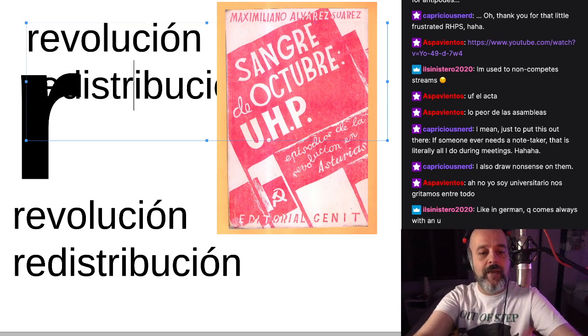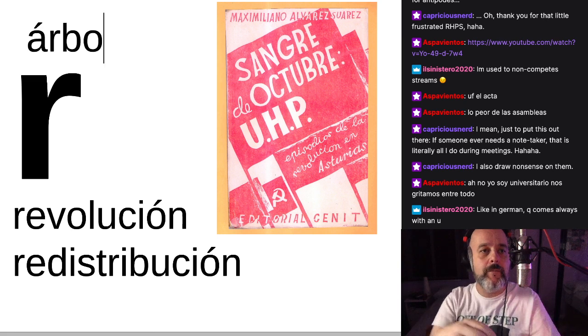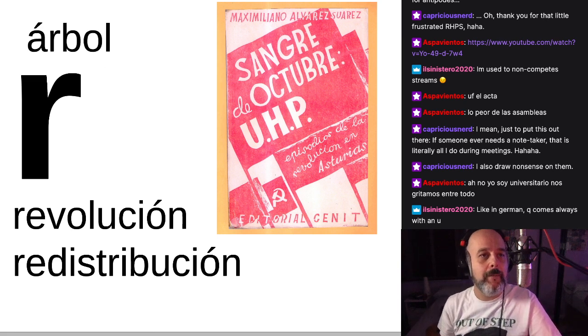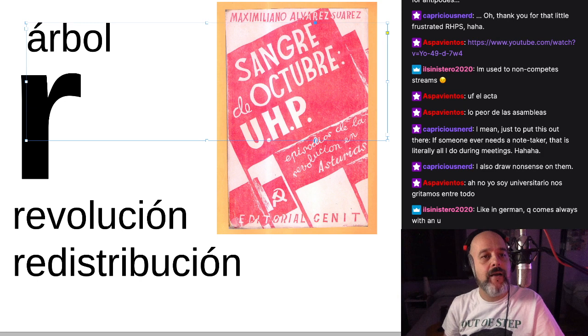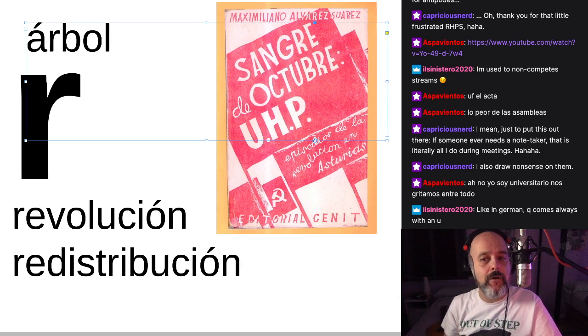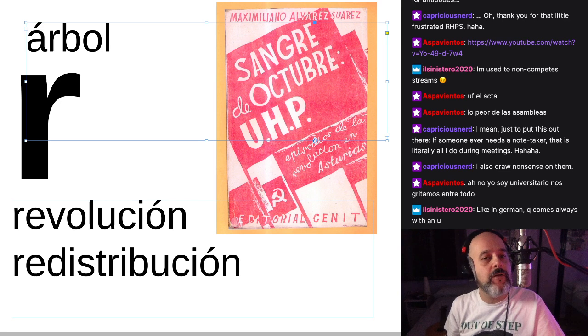The word for tree is árbol, árbol. So it's a soft R, árbol. But revolución, that's a hard R. Redistribución, hard first, soft afterwards, used along with the T. Redistribución, revolución, or in a Latin American accent, revolución, redistribución.